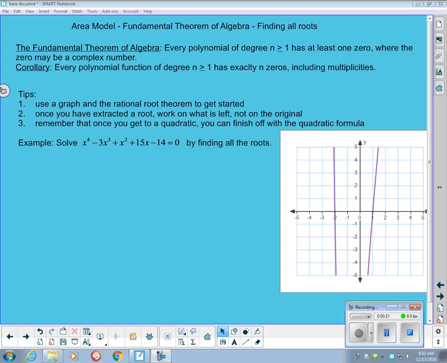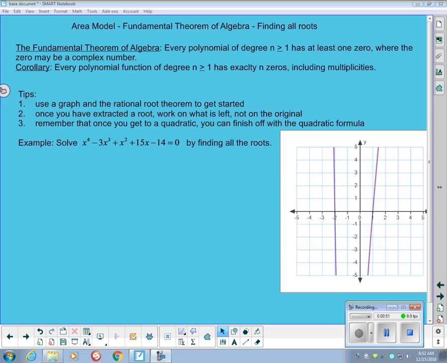But the basic idea here is that if we have a polynomial, as in our example here, of degree 4, then that means there should be 4 answers, and those answers might include some multiplicity of one root occurring over and over, or some of those roots could also be imaginary or complex. So we are going to try to find all 4 of the answers here, whatever they may be.